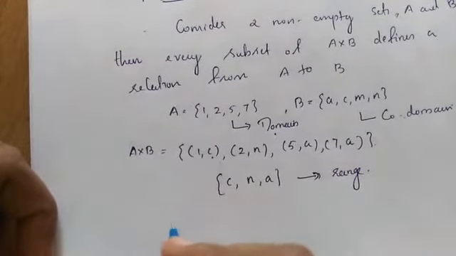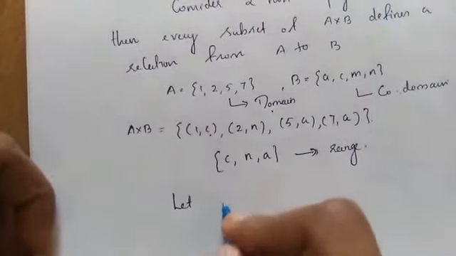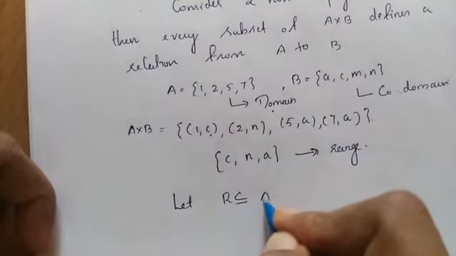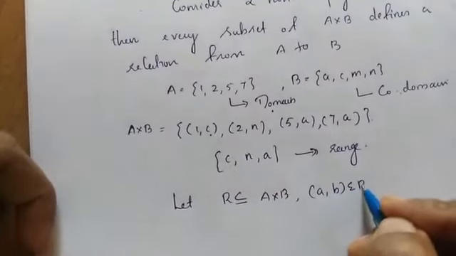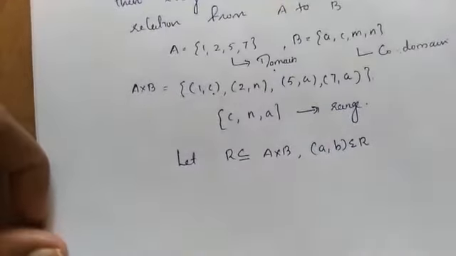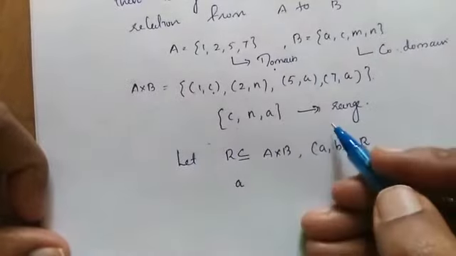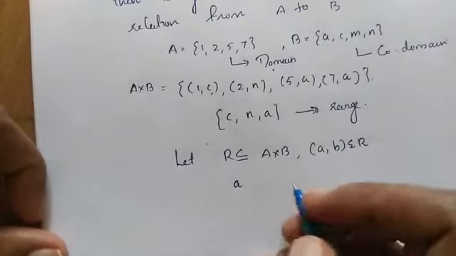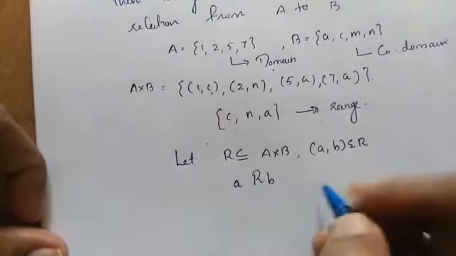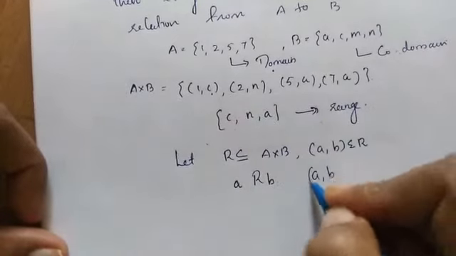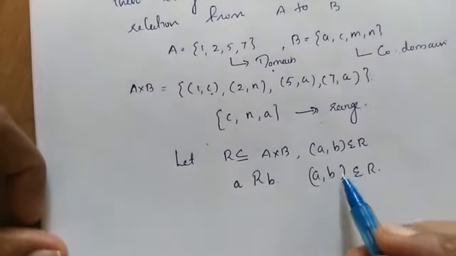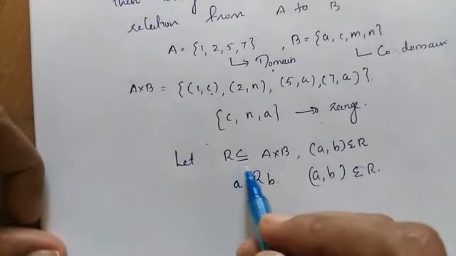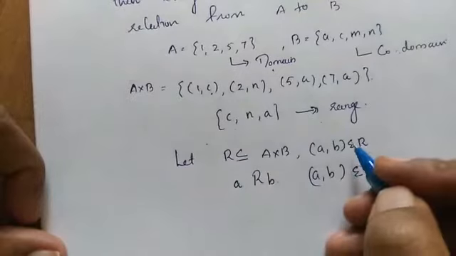A relation can be represented with the alphabet R. Consider the notation R subset of A cross B. If A is related to B, then we can write it as (A, B) element of R. These are some notations. These are the basics of relations. This is subset of A cross B, and this is element of.